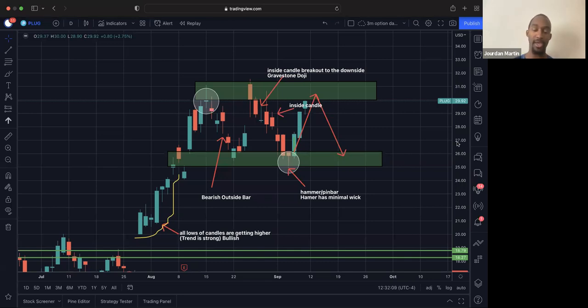Resistance is going to be anything that price hits and falls down from, right? It bounces up to 30 bucks and it drops down from 30 bucks. We're looking at 30 bucks as a resistance.